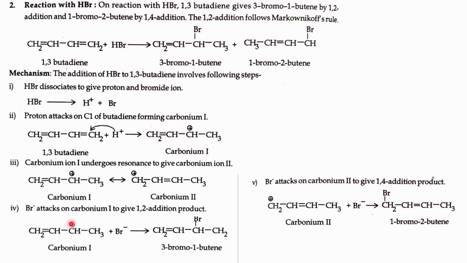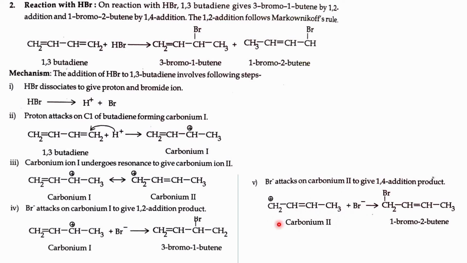So this bromine attacks this position, that is the third carbon, so it will give the 1,2 addition product. If this bromine attacks this third carbon, it will give 1,2 addition, and this 3-bromo-1-butene is formed. Then this bromine attacks on carbocation 2 to give the 1,4 addition product.